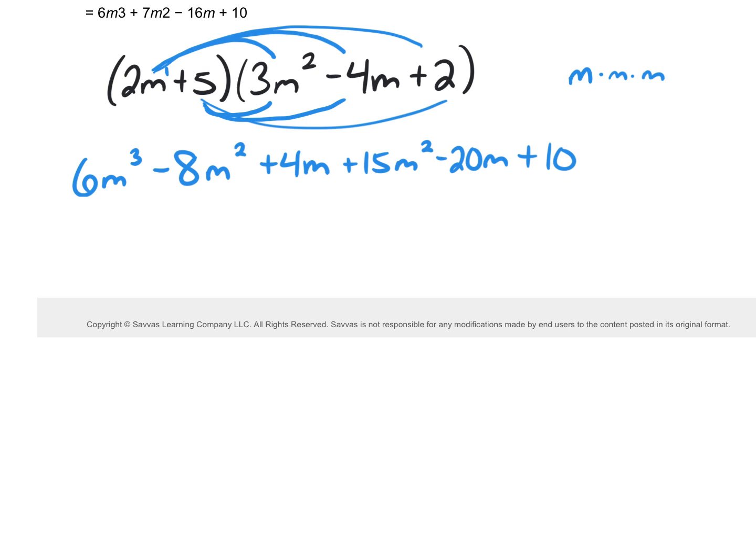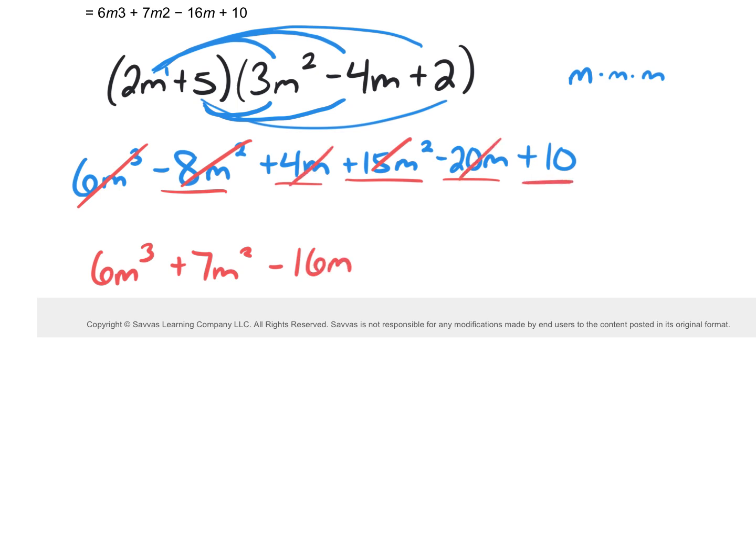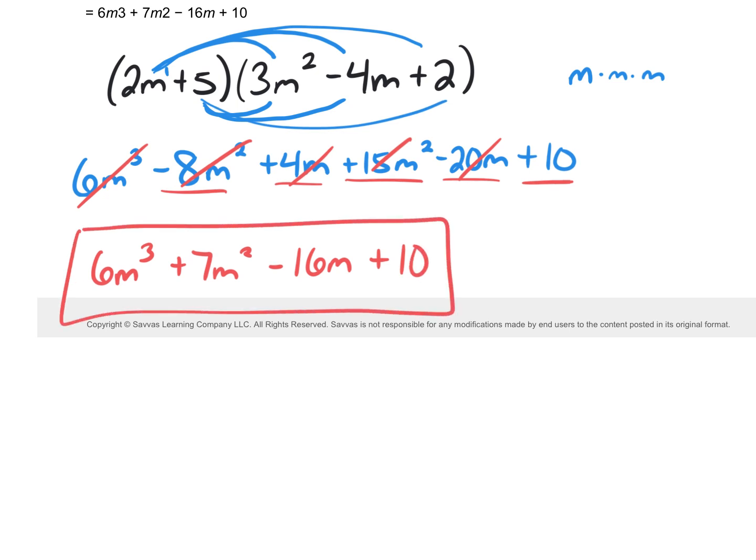6m to the third. What can I combine with negative 8m squared? 15m squared. Yep, that will give us 7m squared. And then what's 4m minus 20m? Negative 16m. And then what do I do with this constant plus 10? Yep. Again, you know you're done when you have no more like terms to combine and you are in standard form.